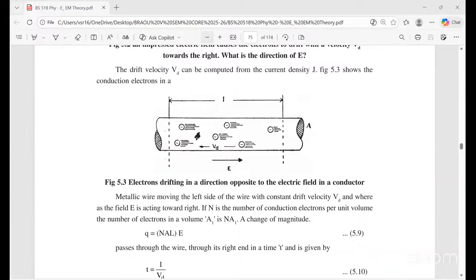You can see the area of cross section is capital A. This is a conductor. What is the length of the conductor? Small l. The electric field is applied in this direction, and the electrons move in the opposite direction. Getting my point? What is the drift velocity? The drift velocity is in this direction, because the electrons are moving opposing the electric field. Is it okay?